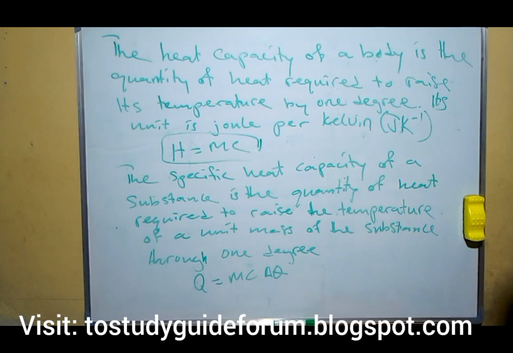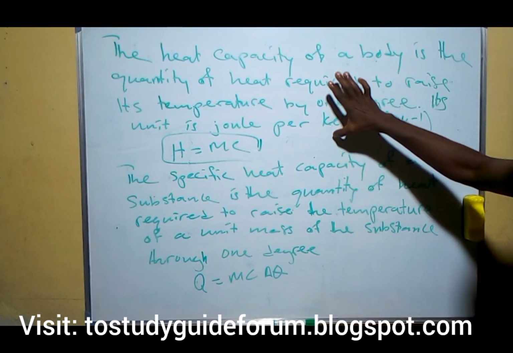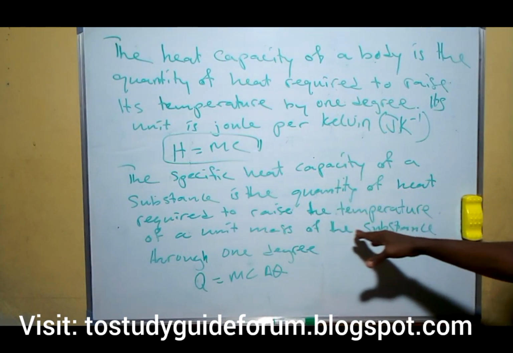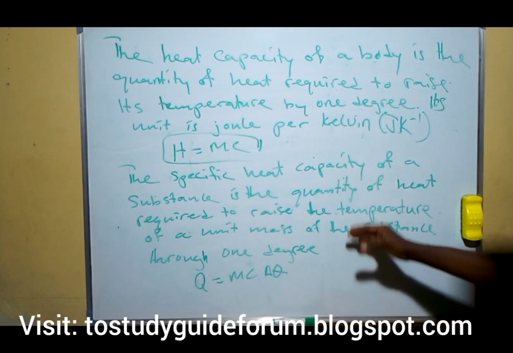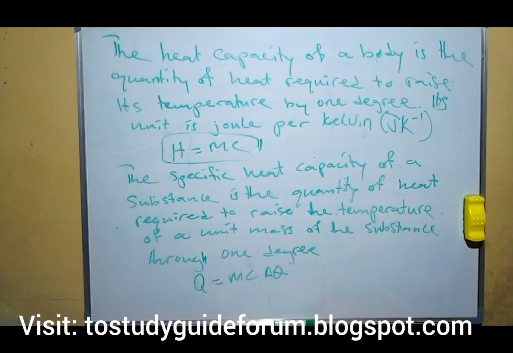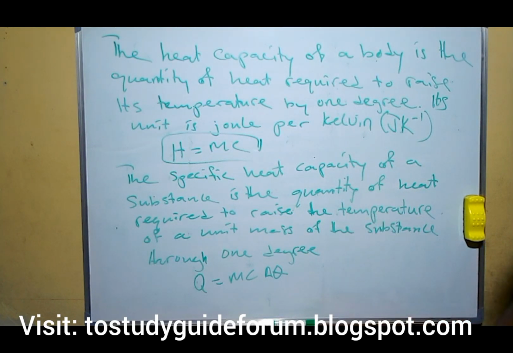So the basic thing is here, you can see that this one has to do with the mass and the specific heat capacity, while this other one has to do with also the change in temperature, the increase in temperature. The specific heat capacity always considers the rise in temperature of a unit mass of a substance, but the heat capacity is only dealing with the specific heat capacity and the mass.